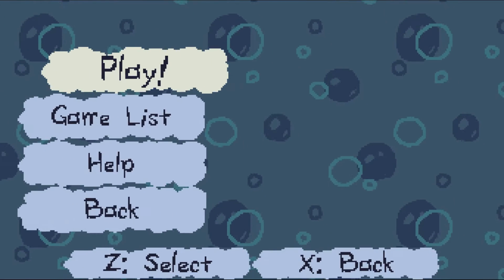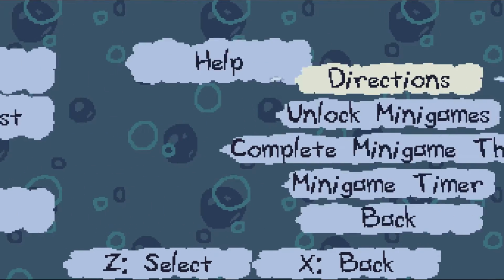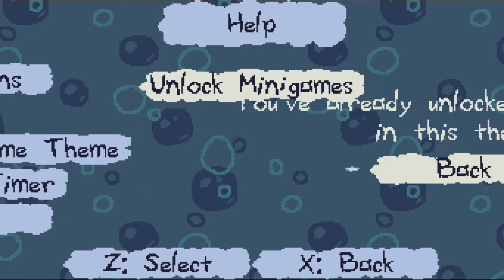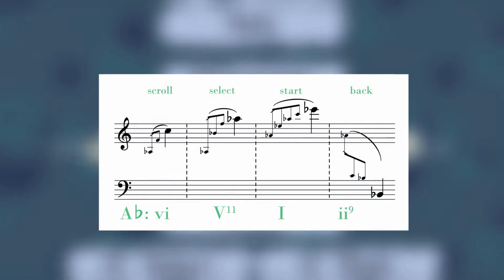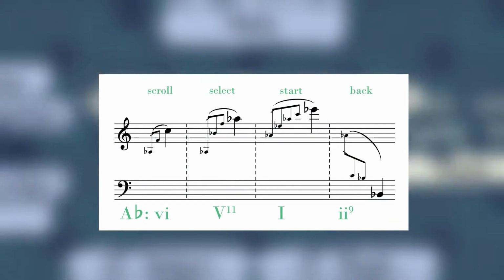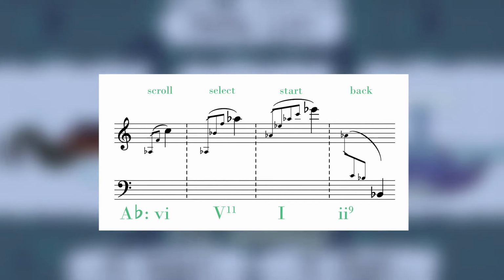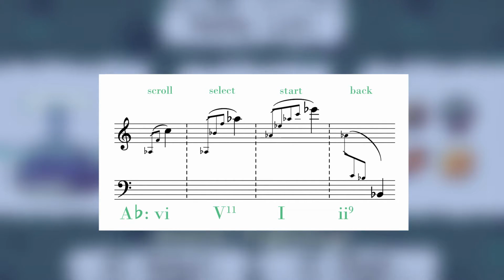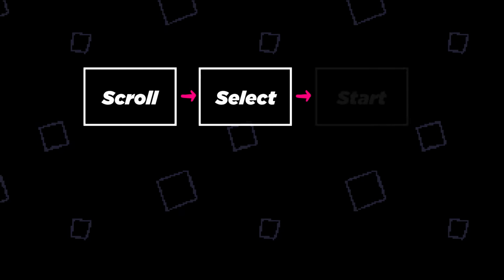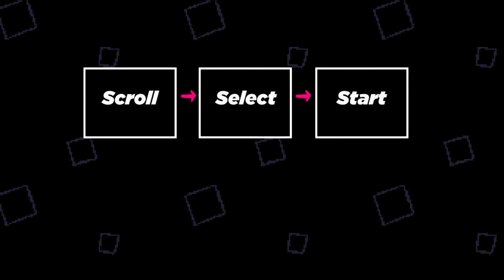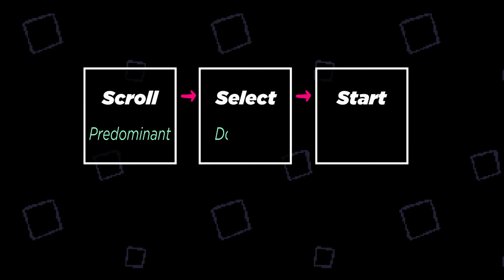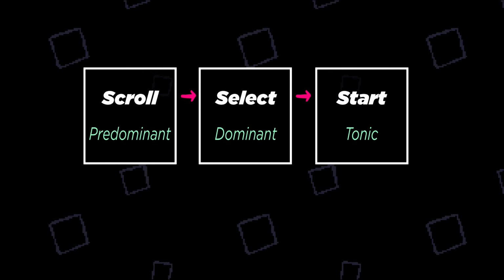The minigame menu, on the other hand, acts as a sort of conduit directly from the player to Sophie's imagination. For navigating the game list submenu, I used a soft synth playing short melodic gestures, again with a cadential chord structure as the backbone. I took the player actions of scrolling through games, to selecting a game, to starting the game, and loosely mapped them to a predominant to dominant to tonic harmonic structure.